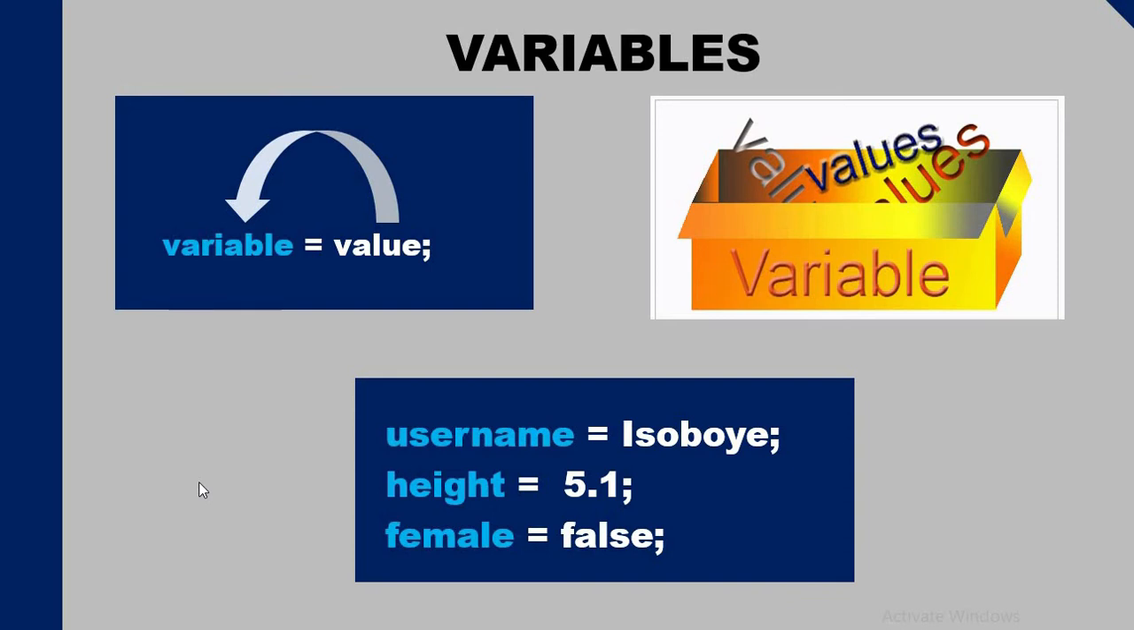This is because we have different types of data. All values assigned to a variable follow a data type. It must be in a data type. For example, like the example we used previously, Isoboye is text, so it falls in the data type string. We have a number, which will fall in integer. We have false. False is a Boolean. So this will take us to the next topic we are going to talk about, which is data types.